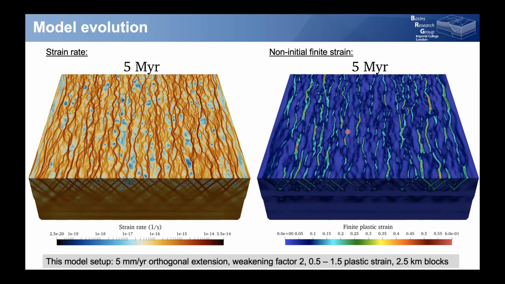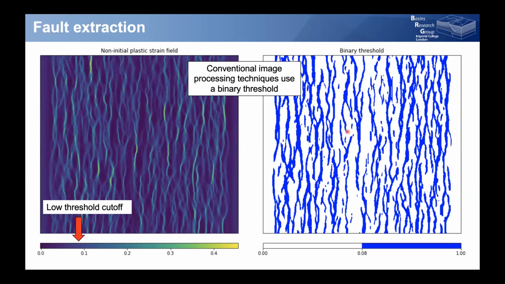So when it comes to fault extraction, initially, John and I found it quite tricky to find a solution for this. That's because conventionally, image processing techniques would use a binary threshold. So that's using a manually determined cutoff point.